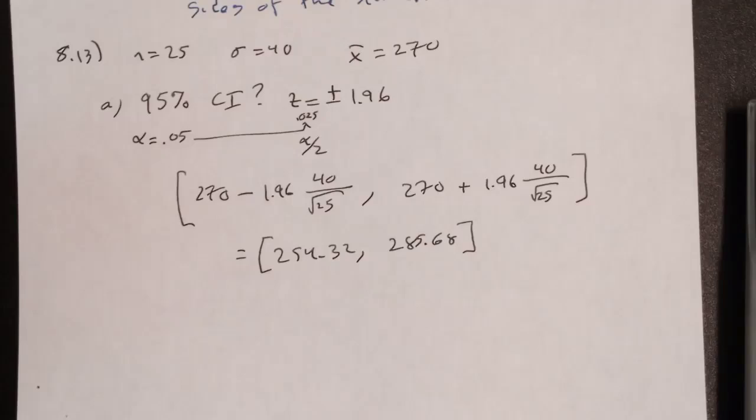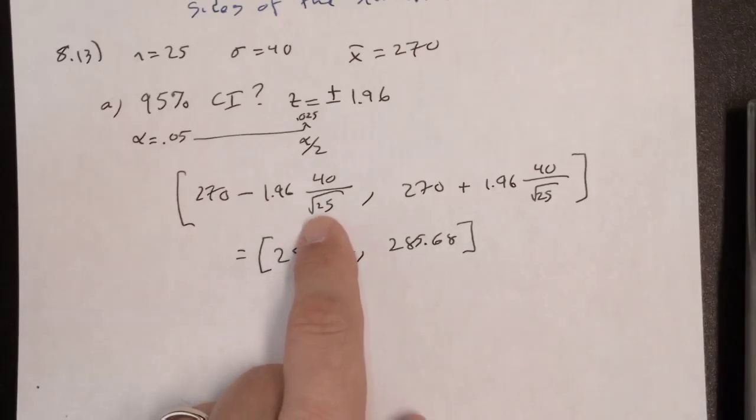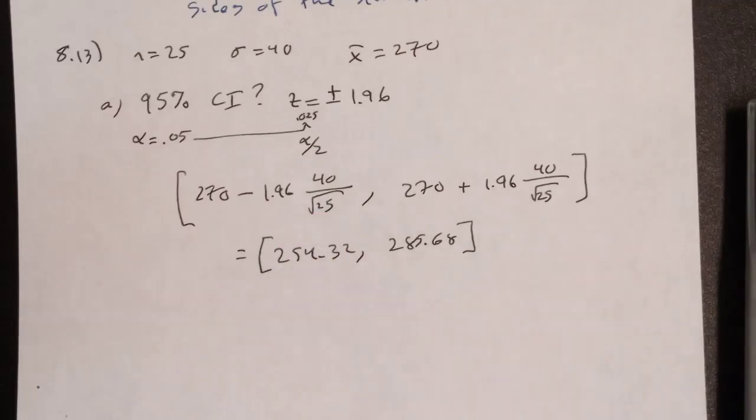Now, 25 is not a big population. So what if I increased the population? If I did a sample instead of doing 25, what if I did 50 or 100? A larger sample would give me more confidence in my result, but what would that do to my interval? It would make it narrower because this denominator would get bigger. When the denominator gets bigger, the fraction gets smaller.